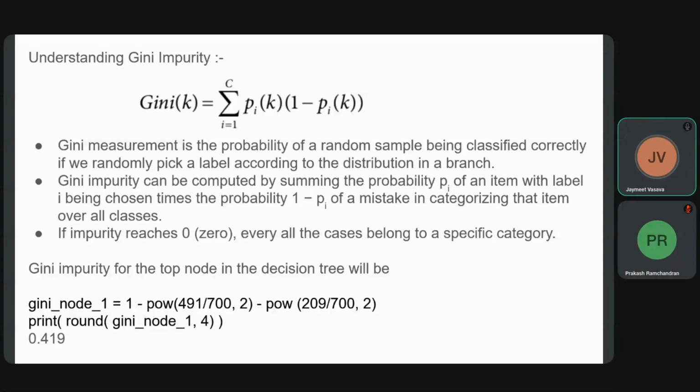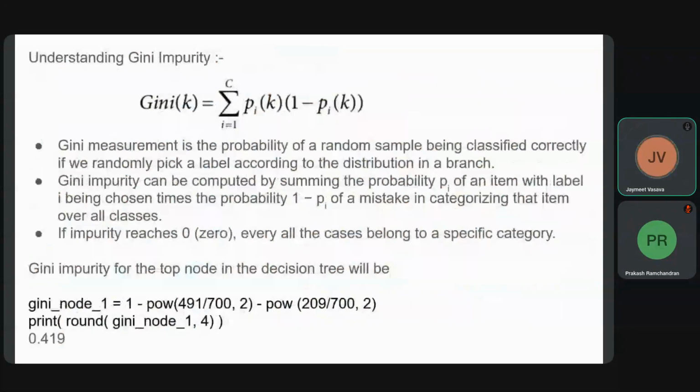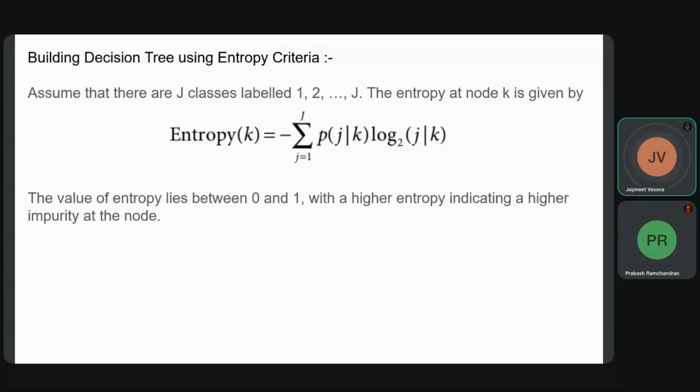So we computed the Gini impurity using Gini node 1, translating this formula into code. When we print the Gini impurity, we get 0.419. It was the Gini impurity of the root node, 0.419. Now, let's look at the other criterion that the decision tree classifier takes as an input, which is entropy.